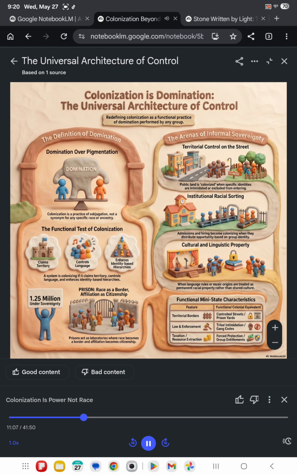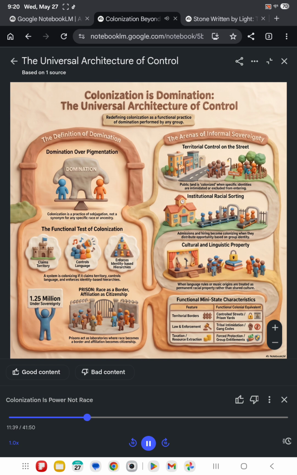The text offers what it calls a simple test to determine if a structure on the street is exercising informal sovereignty. What's the test? You don't ask about their historical grievances. You ask 4 mechanical questions. Who controls the physical space? Who may enter that space safely? Who is punished for trespassing? And what specific identity marks someone as an outsider? And if the answer to that last question, the marker of an outsider, is racial? Then the structure is exercising racial sovereignty. It is colonizing that specific geographic space using identity as its border wall.